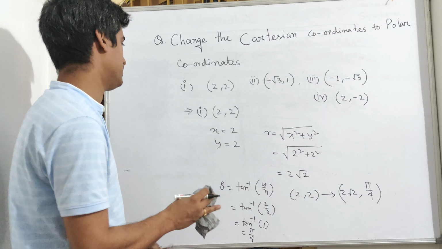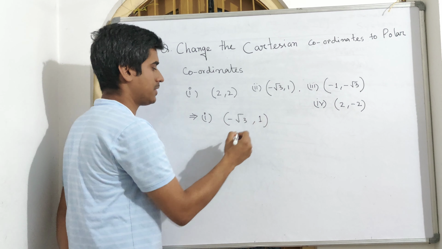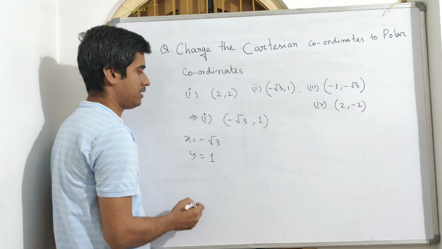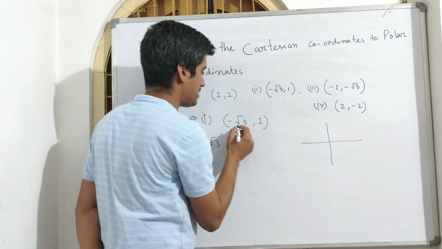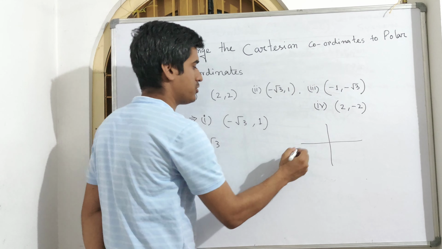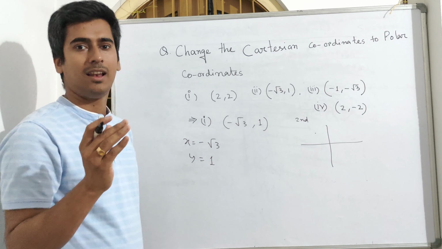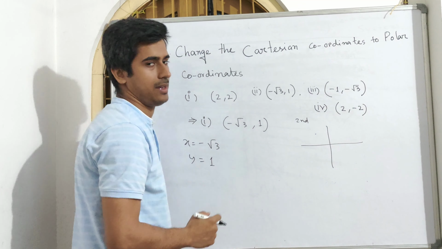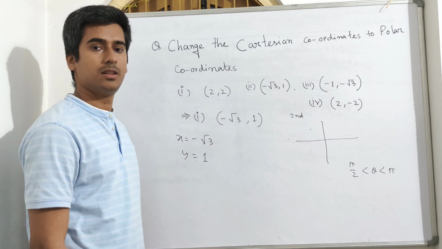Now we will solve the second one. Here the given point is (minus root 3, 1). So here x equals minus root 3 and y equals 1. We have to check where the point is. The x coordinate is negative and the y coordinate is positive, so the point will be in the second quadrant. We know the angle in the second quadrant is between pi by 2 and pi. So theta here will be between pi by 2 and pi.